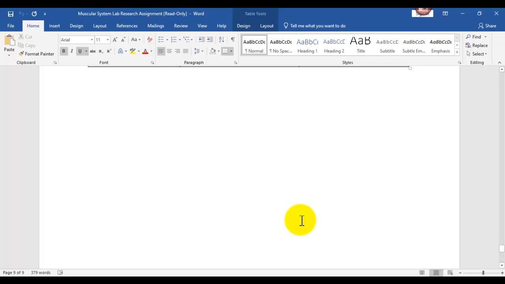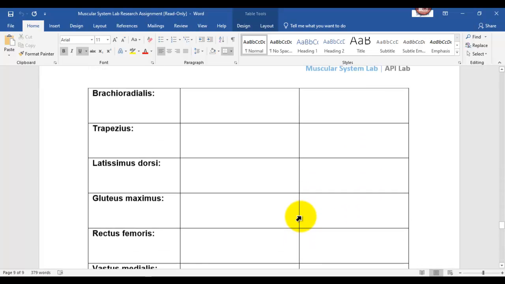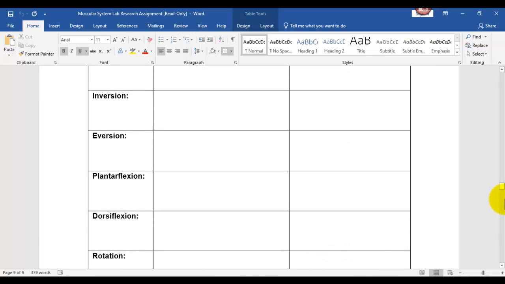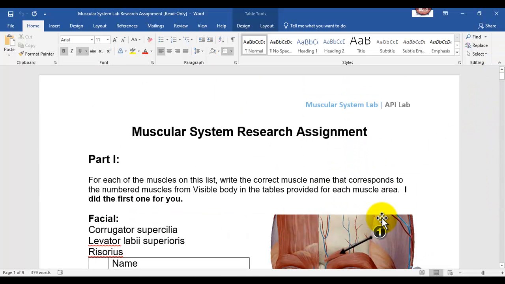If you do a good job, get your answers correct, you'll get 100, and that's 10% of your average, which is a nice grade booster. All right? So I hope this helps.